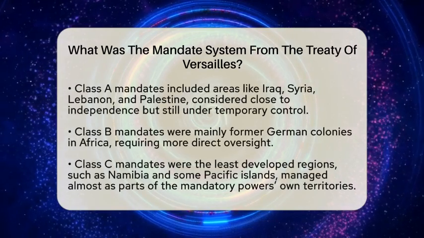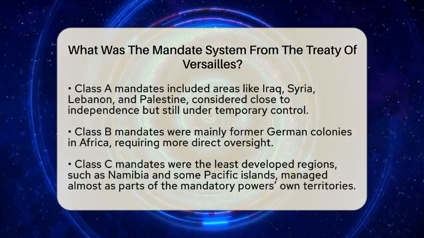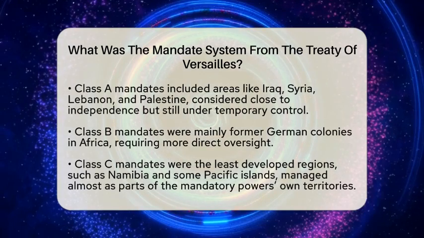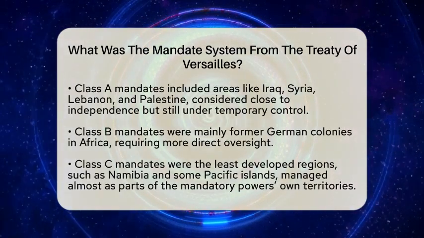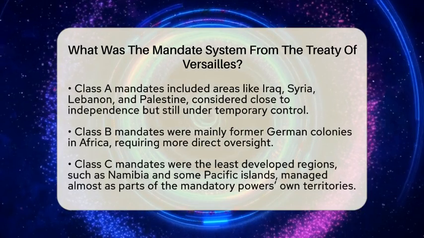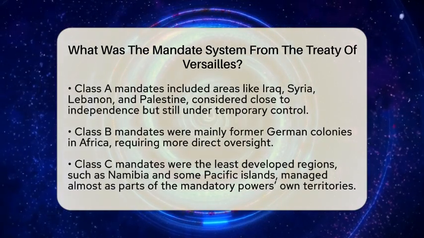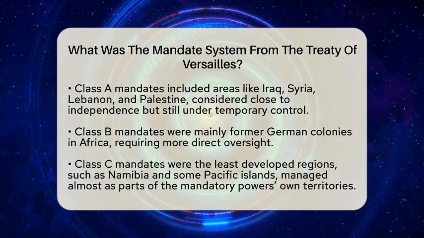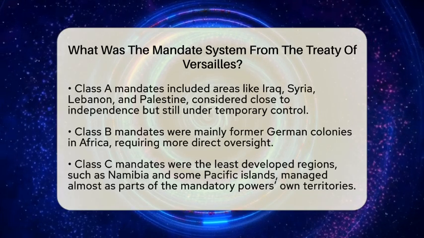The system divided these territories into different classes based on how ready they were for independence. The Class A mandates included areas like Iraq, Syria, Lebanon, and Palestine. These were seen as close to independence but still under temporary control.